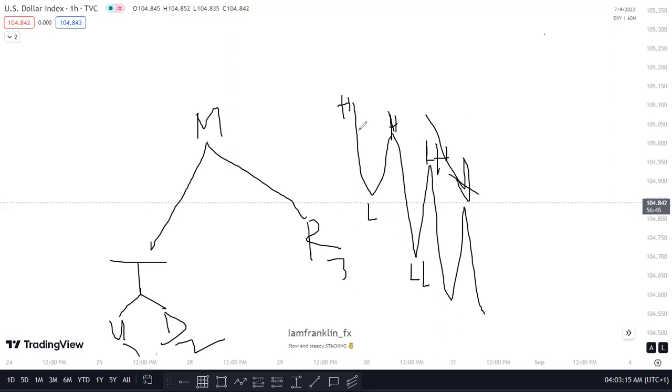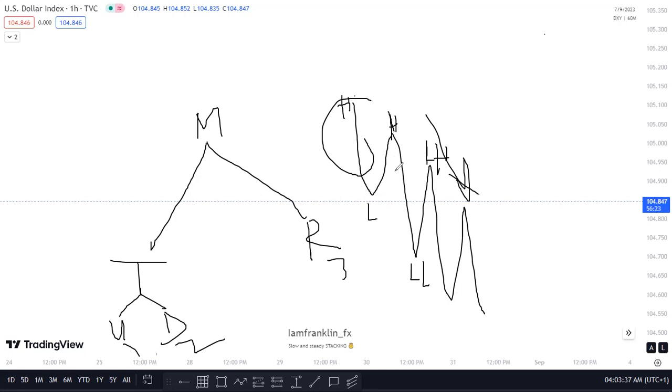Now, let me explain. We don't know where this is coming from. We just know that it's a high and a low. Then a low is created, right? And then a high is created, right? You know that a low and a high, right?